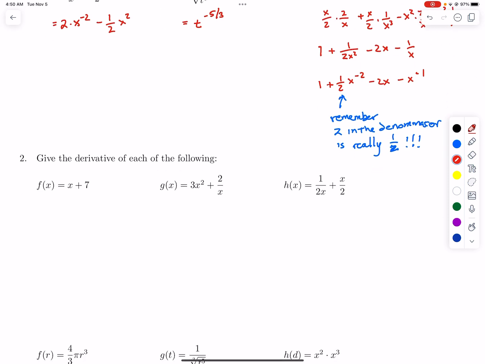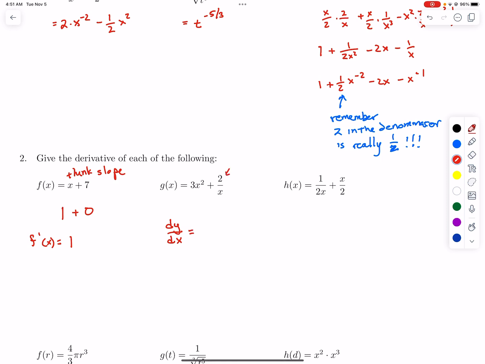Okay, derivative. If it's too simple to have an exponent, just think slope. The derivative of x is 1. The derivative of 7 is 0. So remember there's 2 notations for derivative. I'm going to mix up some of them. Speaking of which, here's the other notation.